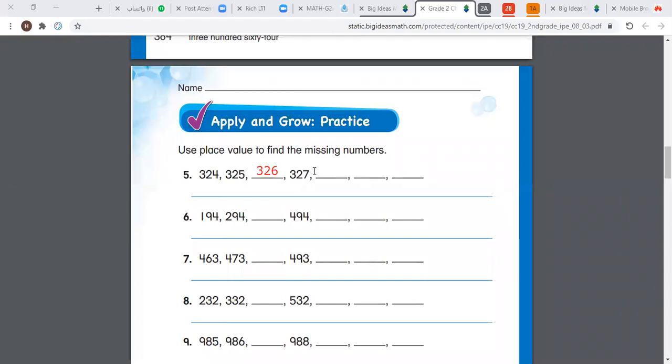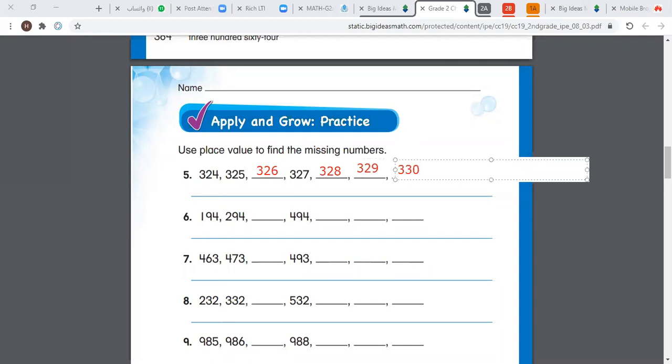327. What's after 327? 328. That's right. After 328? 329. 329 plus 1 equals what? 330.